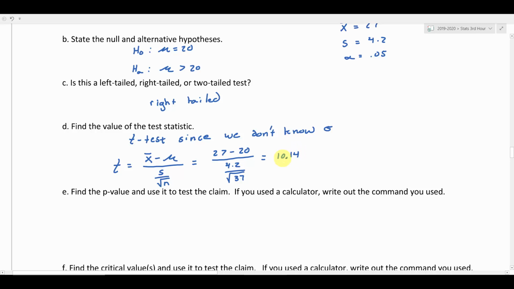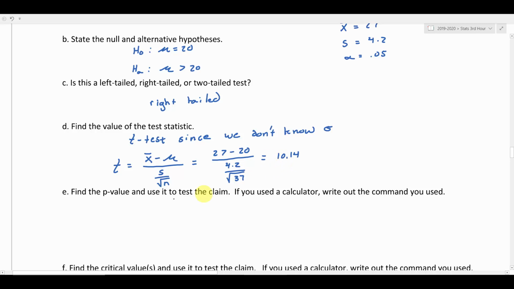And it should be a positive 10.14, indicating that we went 10.14 standard deviations to the right of what we expected to get, which was 20 minutes. That's a lot of standard deviations away, right? So remember, anything more than 2 or less than negative 2 standard deviations away from that expected value is considered rare. So getting 10 standard deviations away is very, very rare.